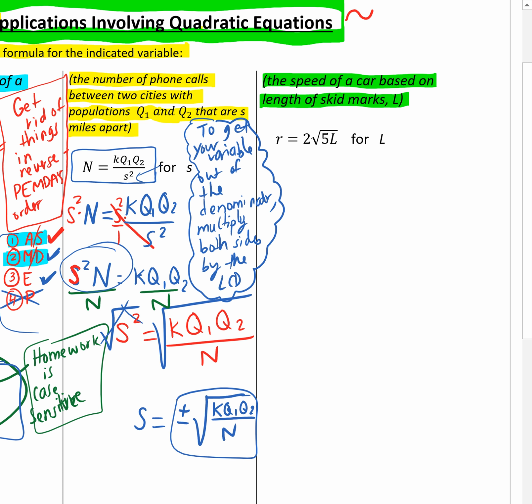So they want us to solve this equation for L. All right, we have R equals 2 square root of 5L.